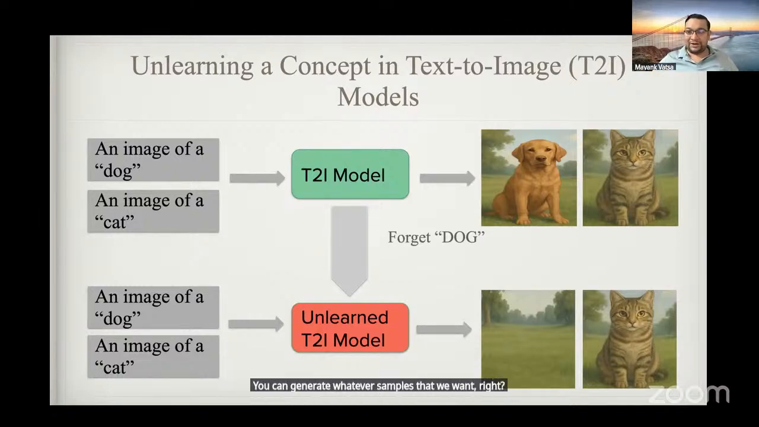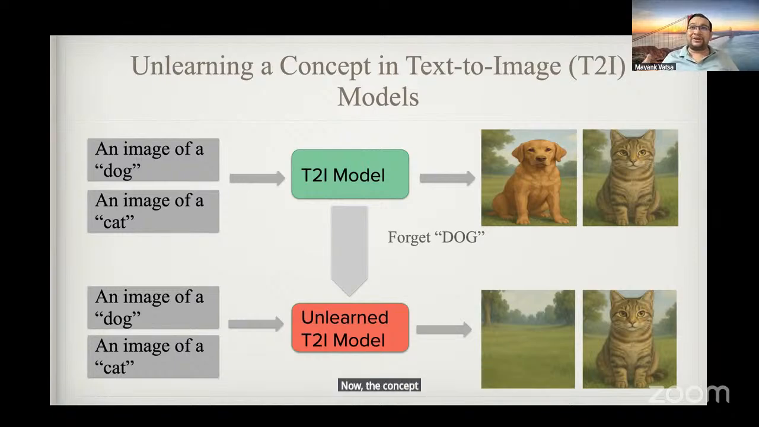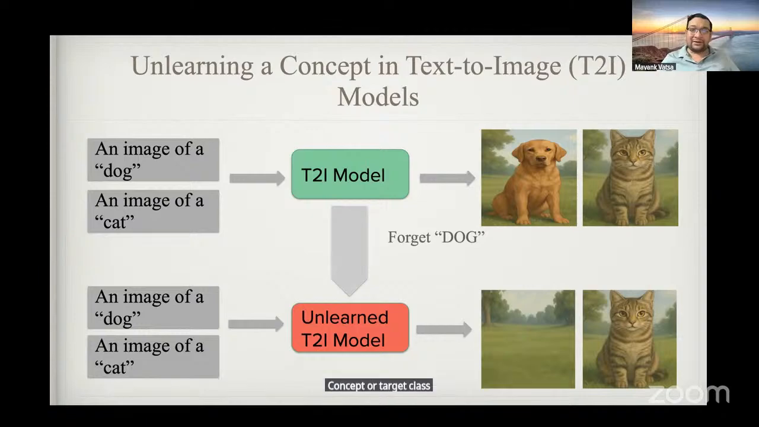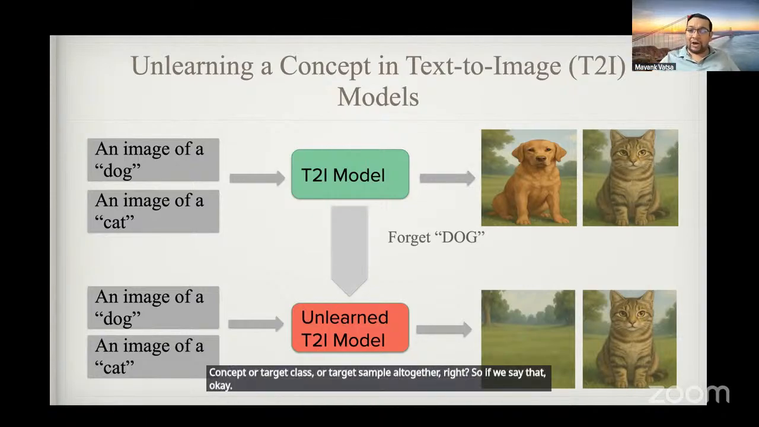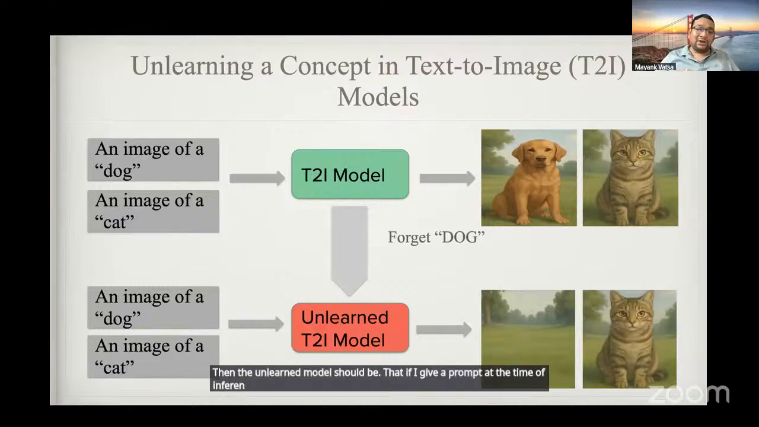Which follows our training data distribution. Now, the concept of machine unlearning is that I want to forget a particular target concept, target class, or target sample altogether. So if we say, let's forget dog, then the unlearned model should be such that if I give a prompt at the time of inferencing, image of a dog, I should not be able to generate an image of a dog because the model does not remember anything about it. So it's a selective amnesia.